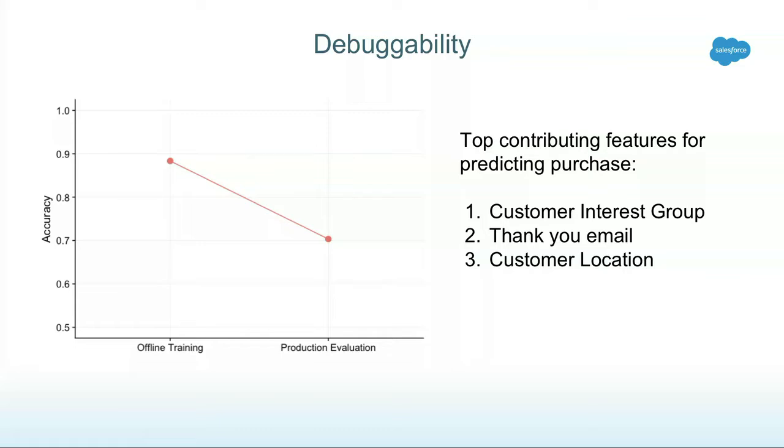And you can see that the first one, customer interest group, and the third one, customer location, are both about the customer and kind of make intuitive sense that they would drive whether you purchase a product or not. The second one, however, the thank you email, is a little bit suspicious because usually you only get a thank you email after you purchase the product. You don't get it before you make the decision, and you definitely don't get a thank you email if you decide not to purchase the product.